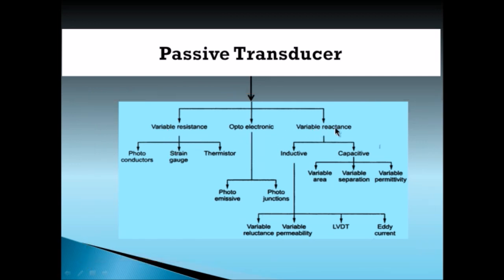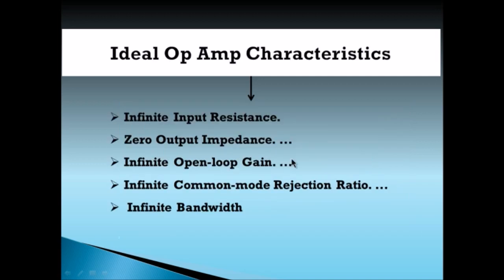optoelectronic and variable reactance. So variable resistance में होंगे photoconductor, strain gauge and thermistor. Optoelectronic में होंगे photo emissive and photo junctions. And for the variable reactance में होंगे inductive, capacitive, दो कैटेगरी हुए. Inductive में मिलेंगे variable reluctance, variable permeability, LVDT and eddy current. And capacitive में होंगे variable area, variable separation and variable permittivity.